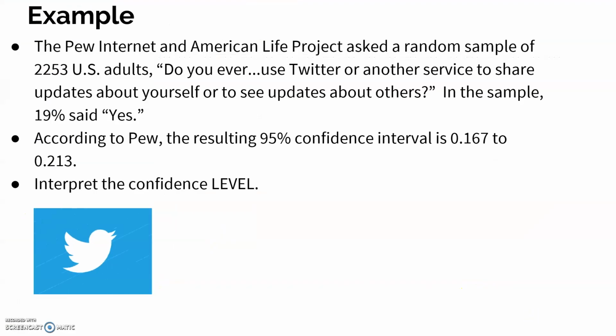Let me move that. All right, so in this example, it says that the Pew Internet and American Life Project asked a random sample of 2,253 U.S. adults, do you ever use Twitter or another service to share updates about yourself or to see updates about others? In the sample, 19% said yes. According to Pew, the resulting 95% confidence interval is 0.167 to 0.213. Now remember, when you're interpreting the confidence level, these two values of the interval itself, we are not going to mention at all. All right, so here's how you would interpret the confidence level.